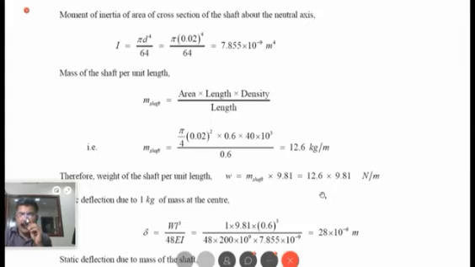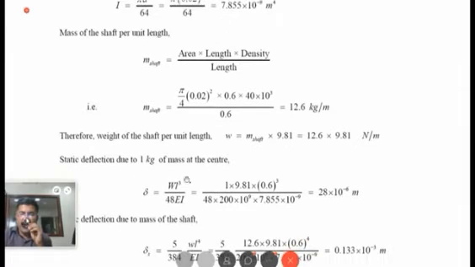You can multiply this and you can find out rho A g, small w, that is the UDL due to self weight. Now, there is only 1 kilogram mass at the center. There is only 1 point load which is at the center, and its weight is 1 into 9.81. So the deflection is WL cube divided by 48 EI. That is a simply supported beam having a central load.